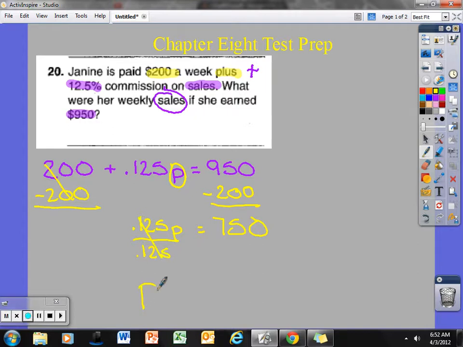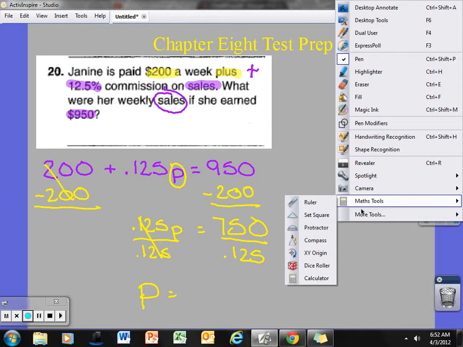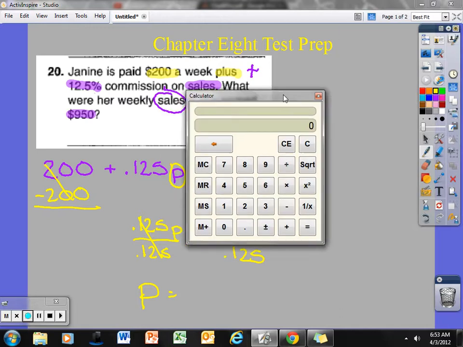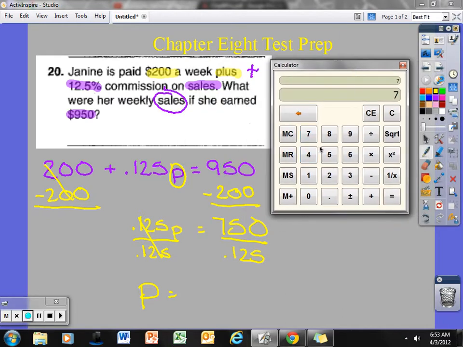I'm left with P. P is going to be equal to 750 divided by 125 thousandths. Let me pull out the calculator here, since I can't do that necessarily in my head. 750 divided by 125 thousandths equals 6,000. So she made 6,000 sales last week, whatever she's selling.